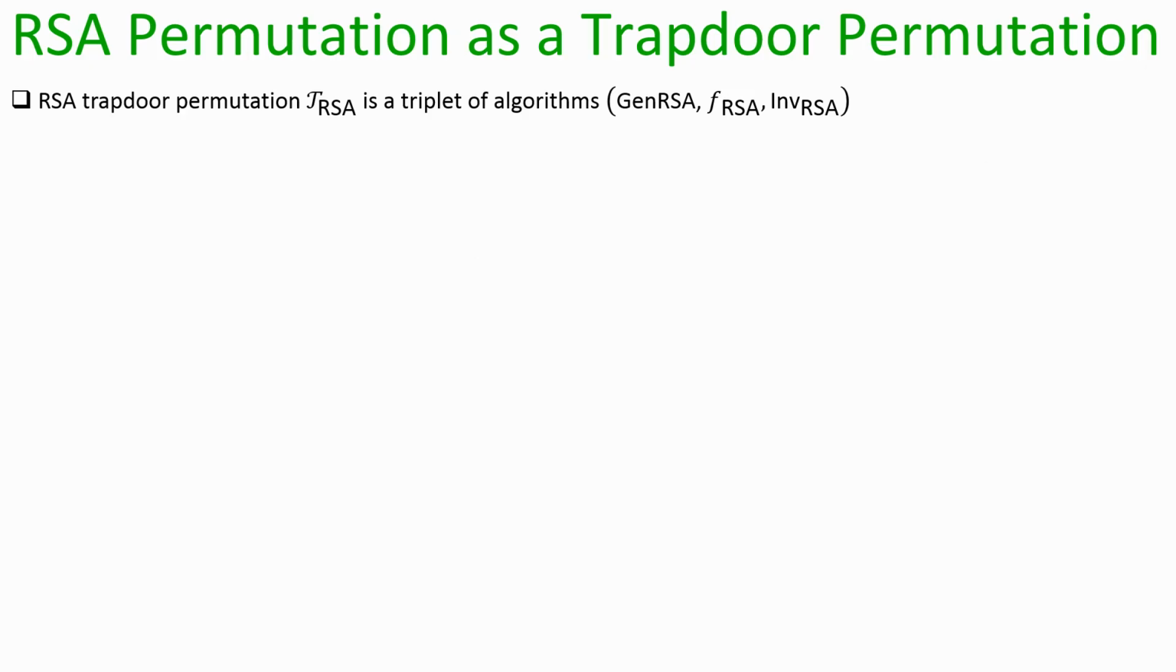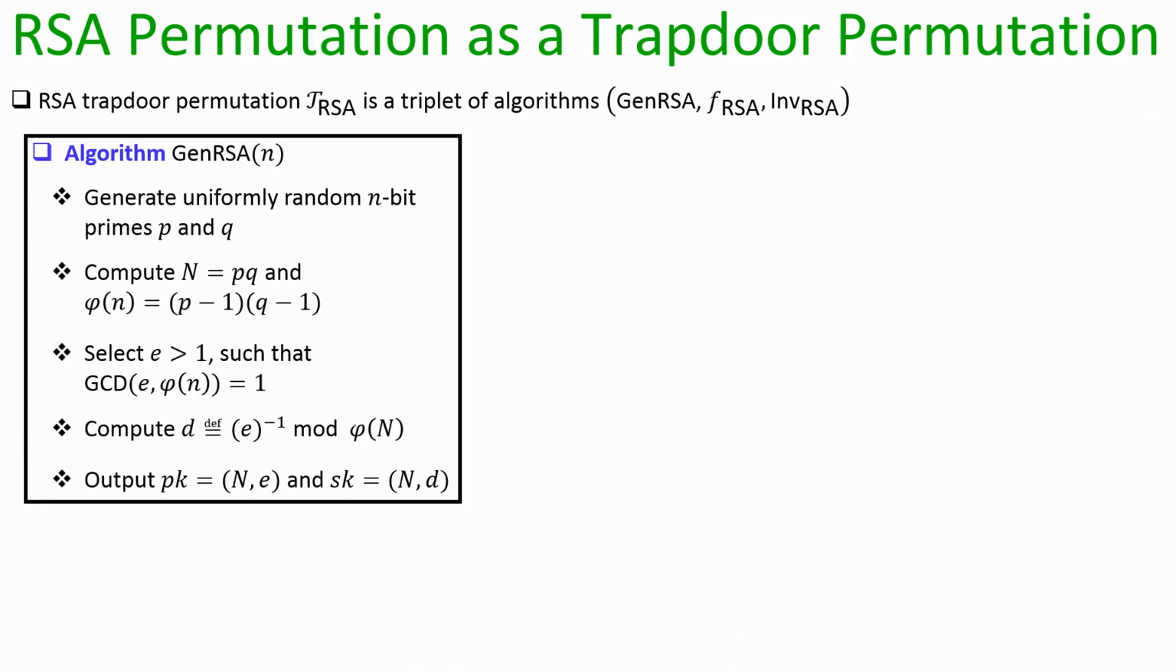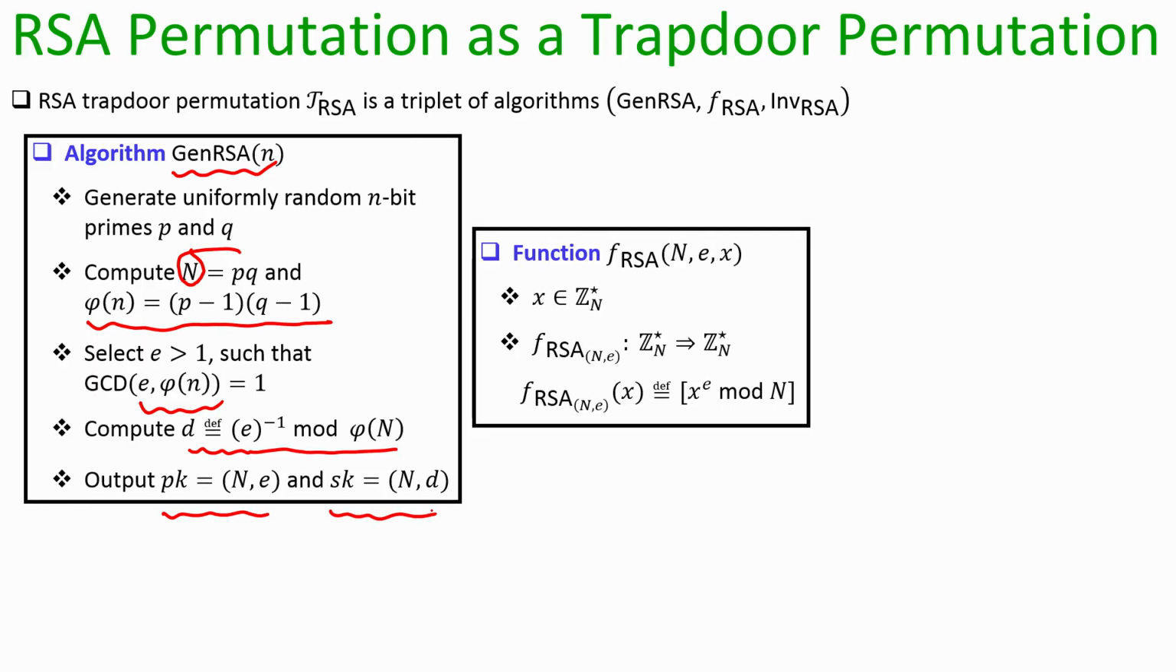So, basically the RSA trapdoor permutation consists of 3 algorithms. The parameter generation algorithm is nothing but the GenRSA algorithm, namely it picks uniformly random n-bit prime numbers p and q, computes the modulus big N, and then computes the size of Zn star, namely phi of n. It picks a public exponent e such that e is co-prime to phi of n. Since e is co-prime to phi of n, by running the extended Euclid algorithm, the multiplicative inverse of e modulo phi of n is computed, and the public parameters are (n, e) and the secret parameters are (n, d).